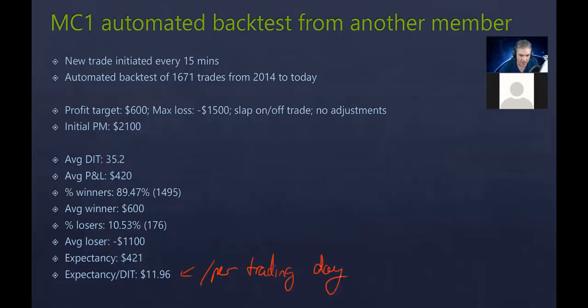Okay. And I recommend that you do the same type of breakdown with your own trades and compare it, and I think you'll be impressed.